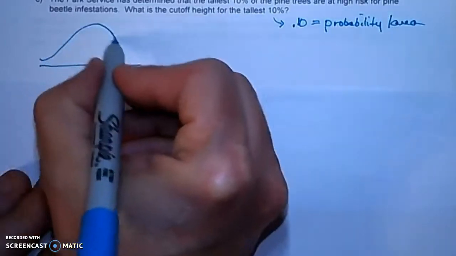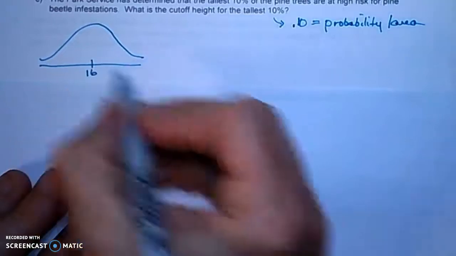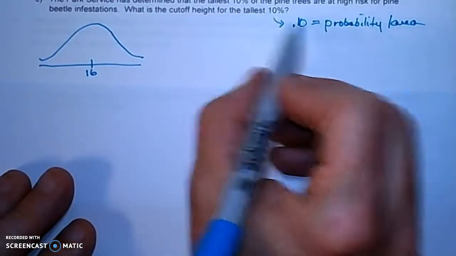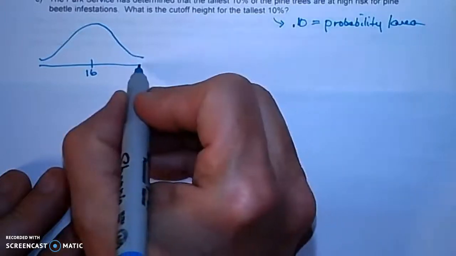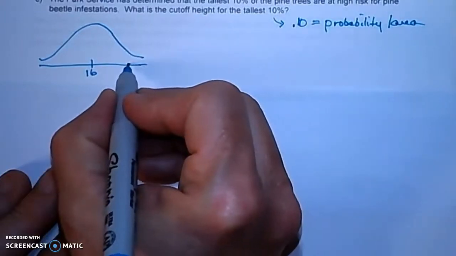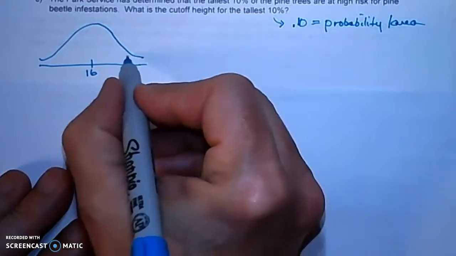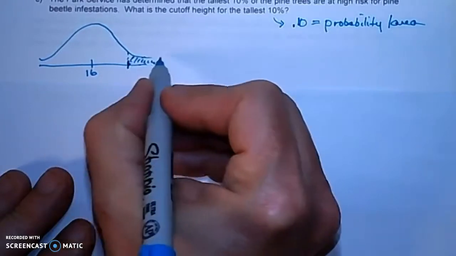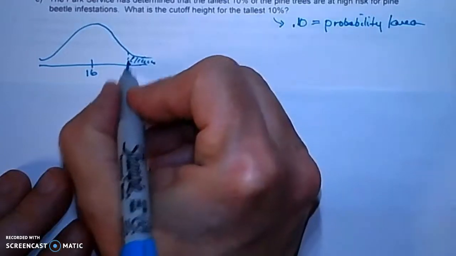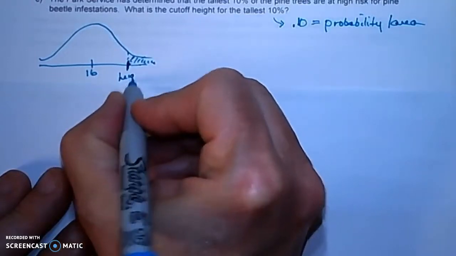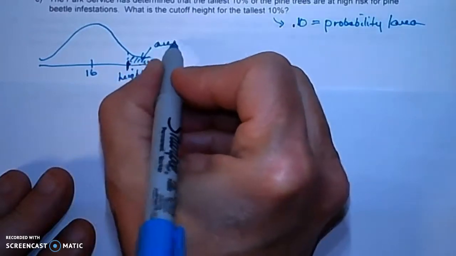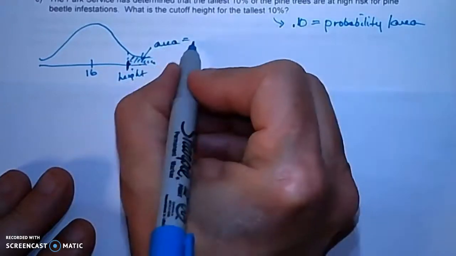If we go back to our picture, if we want the cutoff height for the tallest 10%, that means we want to know the height so that anything taller than that is in the top 10%. So we want to know what this height is right here in order for this area to be equal to 0.10.